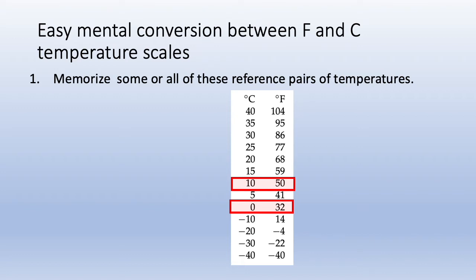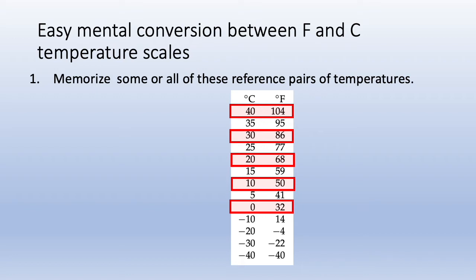10 and 50 is very easy to remember. 20 and 68, that's basically room temperature. So if I say that we're at room temperature, you can think, well, that's roughly 68 to 70 degrees Fahrenheit, or maybe about 20 degrees Celsius. There's 30 and 86. It's 10 degrees up in Celsius, 18 degrees up in Fahrenheit. And on a nice summer day, we're usually somewhere around 30 degrees Celsius. And then finally, 40 degrees. It's a pretty hot day when it's 40 degrees Celsius, and that corresponds to 104 degrees Fahrenheit.